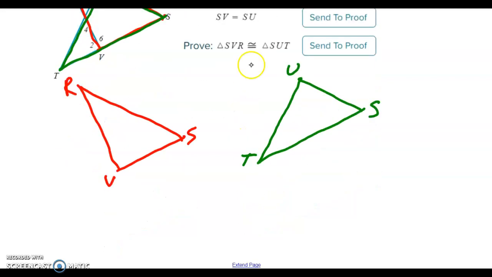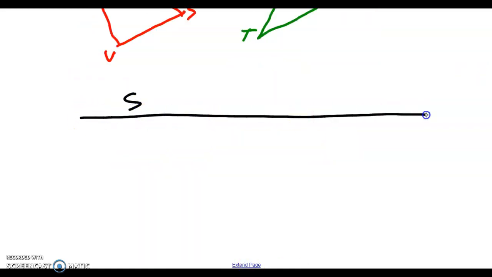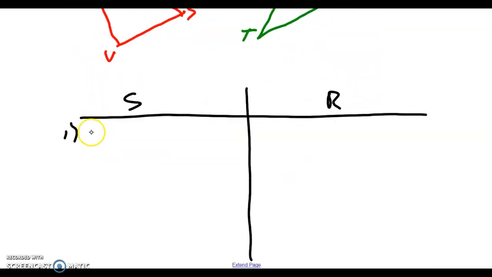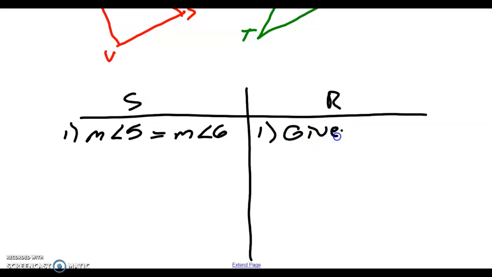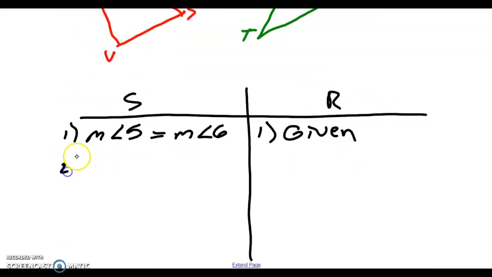Okay, so before we start marking stuff up, let's just make our two-column proof. Let's set that up. So we've got statements and we've got reasons. Well, first of all, let's get those givens written down. Measure of angle 5 is equal to the measure of angle 6. So notice they're not giving us congruent statements here. They're saying things are equal. That's going to change what we're going to do for those first couple statements after the givens. So that one was given, and then what else was given was the fact that SV is equal to SU.